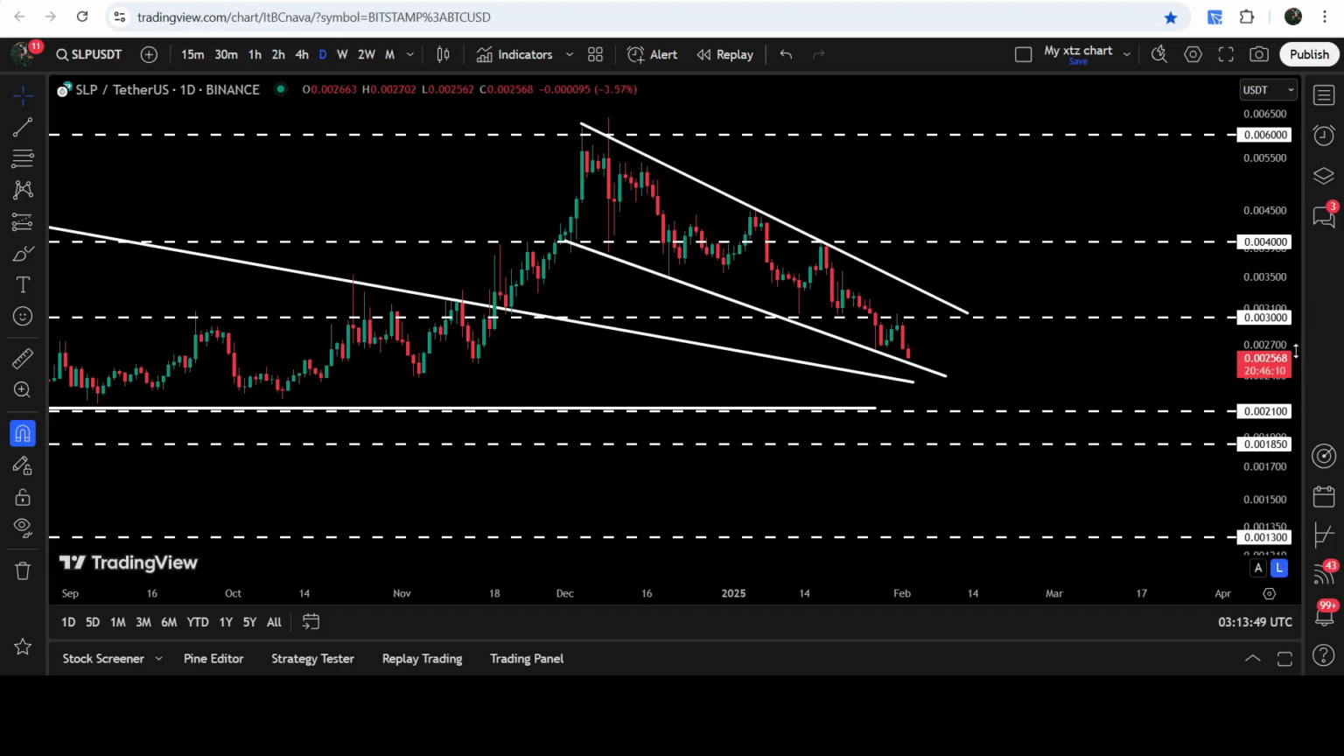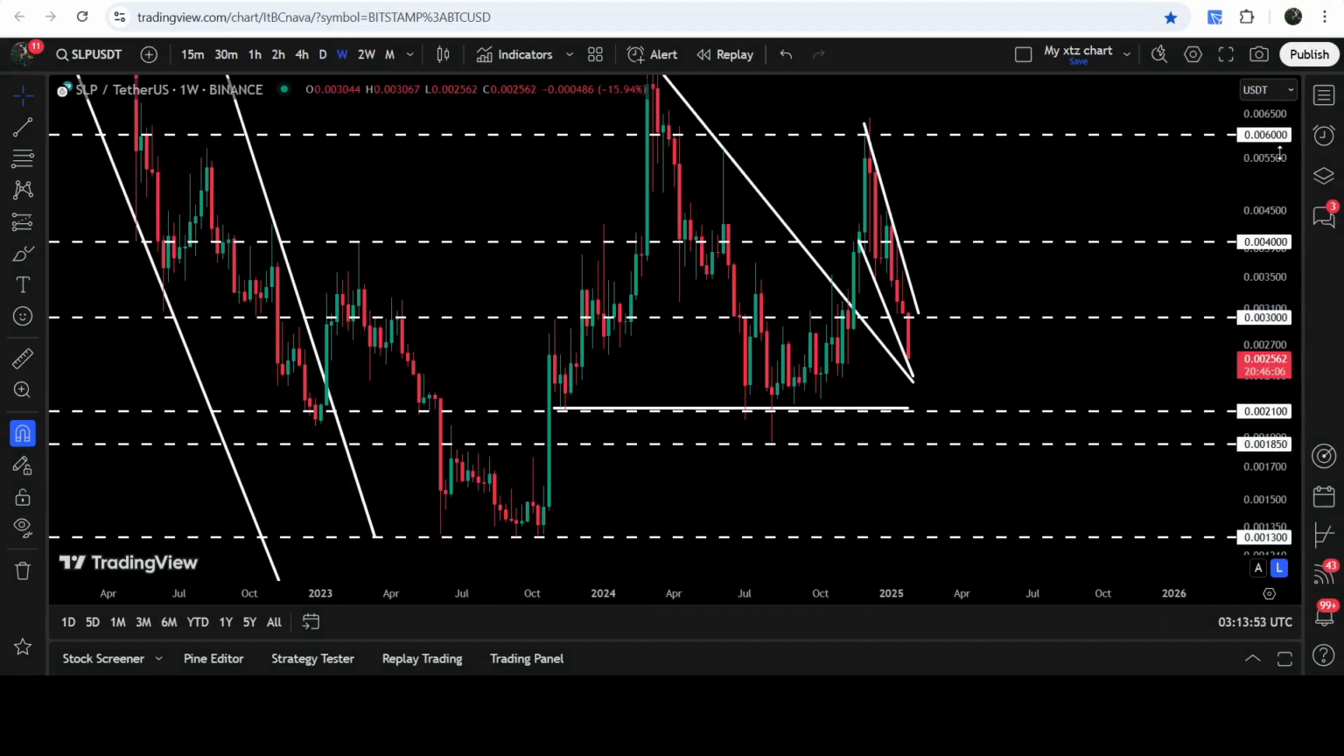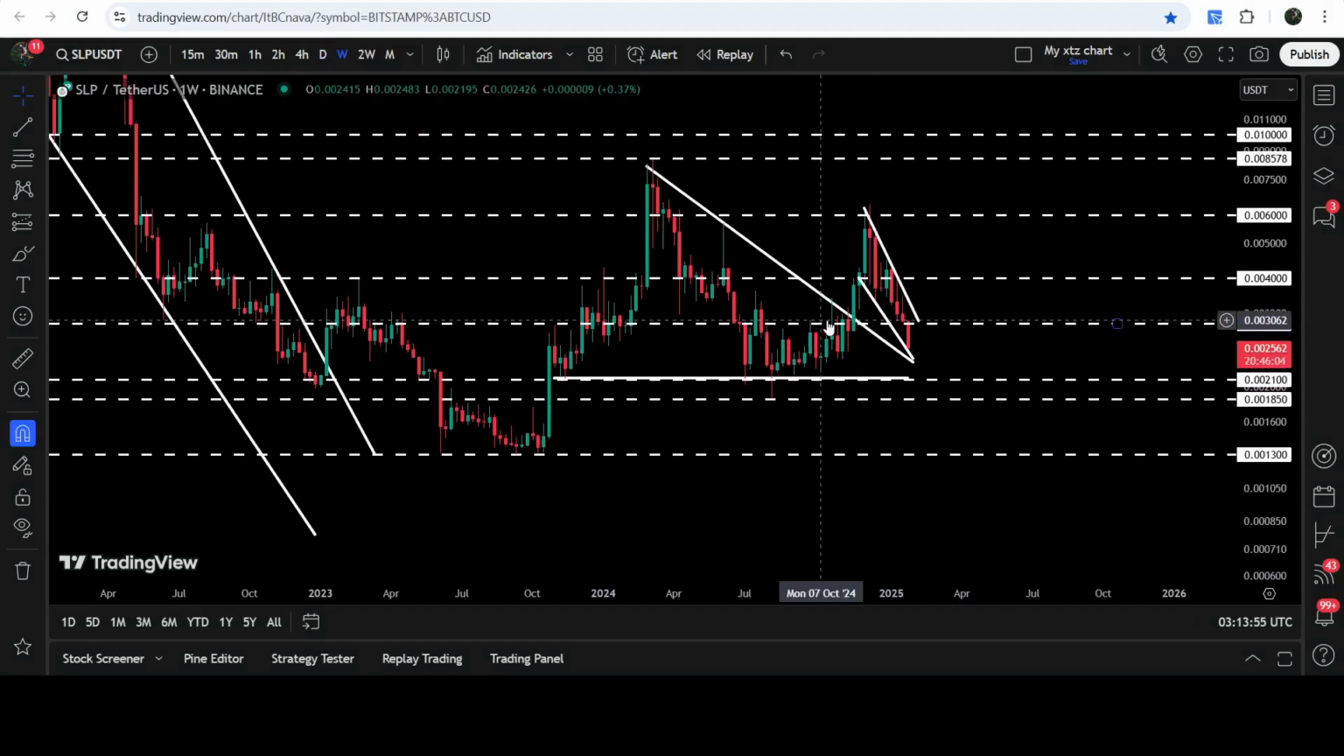If we take a look at the weekly time frame chart, you can see that this $0.003 has previously been working as a very strong resistance for several weeks. And before that, for several weeks, a month, it was working as support as well. Therefore, again, it is acting as strong resistance for the price line of SLP. And in today's video, we will analyze this move.